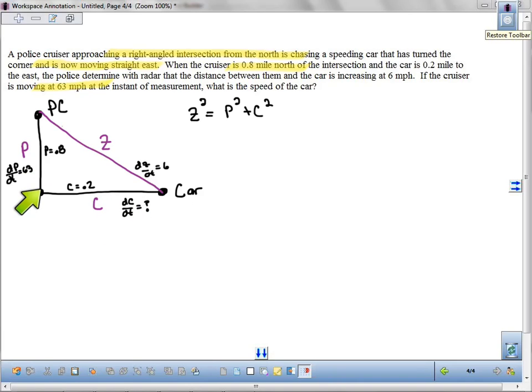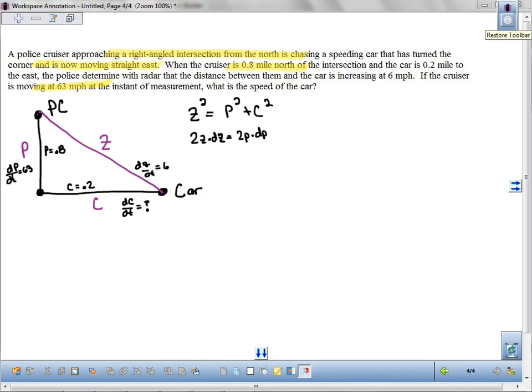So if you notice my variables, I call this p, this is c for car, and then z is the distance between them. So I'm going to use the Pythagorean theorem. Every single part of this triangle is changing. The police car is changing distance, the car is changing distance, and the distance between them is also changing.